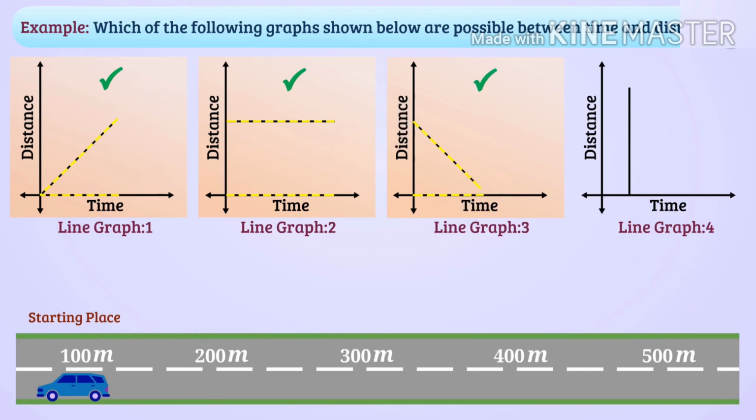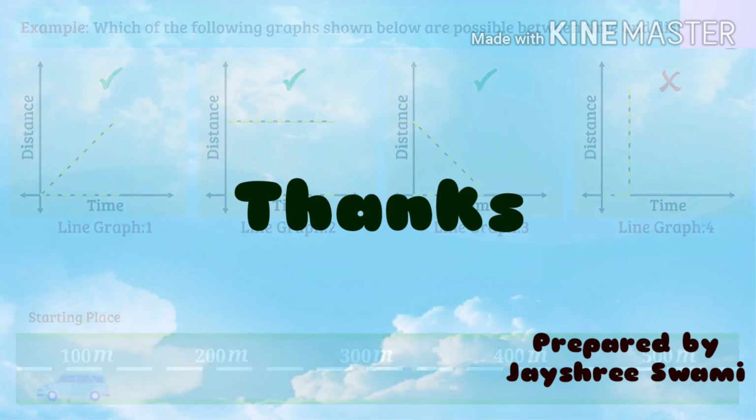Now the last graph is showing the distance is increasing but the time is the same, time is constant. Is it possible? No, it can't be possible. Time can't be constant, time is always going on. So this graph is incorrect because the distance may be constant but the time can't. So this is incorrect, and this is all about the linear graph as well as the line graph. Thank you so much.